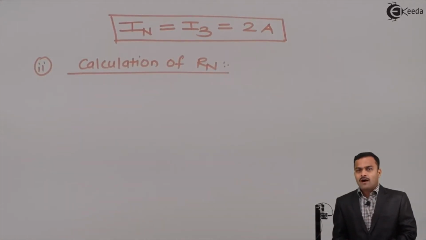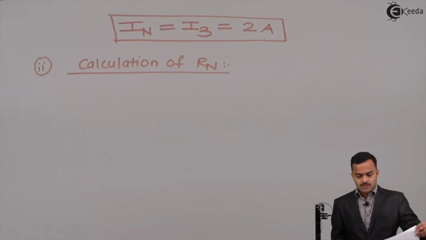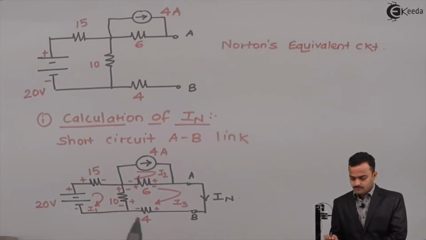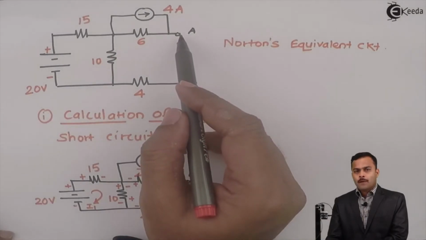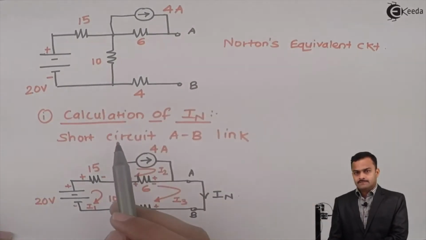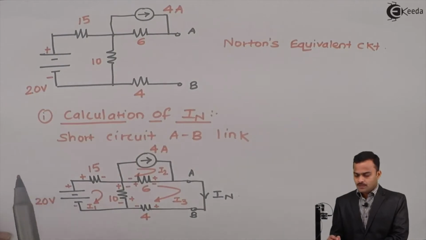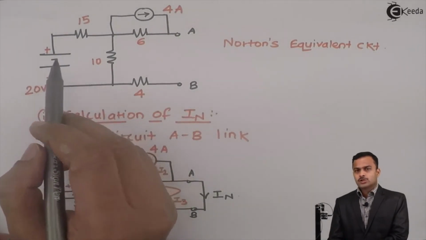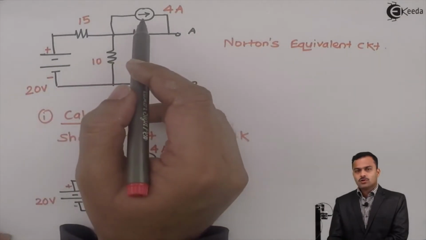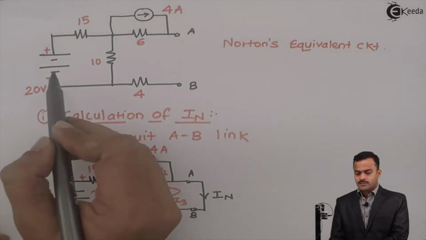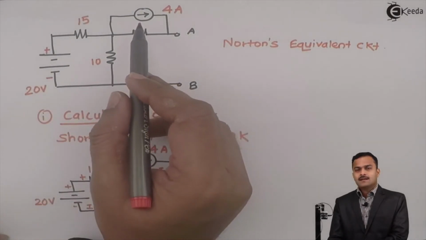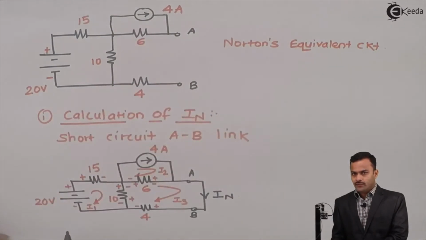For calculation of Rn, we need to do some modification to the original circuit. The original circuit is this. What are the modifications we are supposed to do? We are supposed to open terminals A and B, which are already open for this problem, so no need to consider that modification. The voltage source we need to short circuit and the current source we need to open circuit, because the internal resistance of a voltage source is 0 and the internal resistance of a current source is infinite.